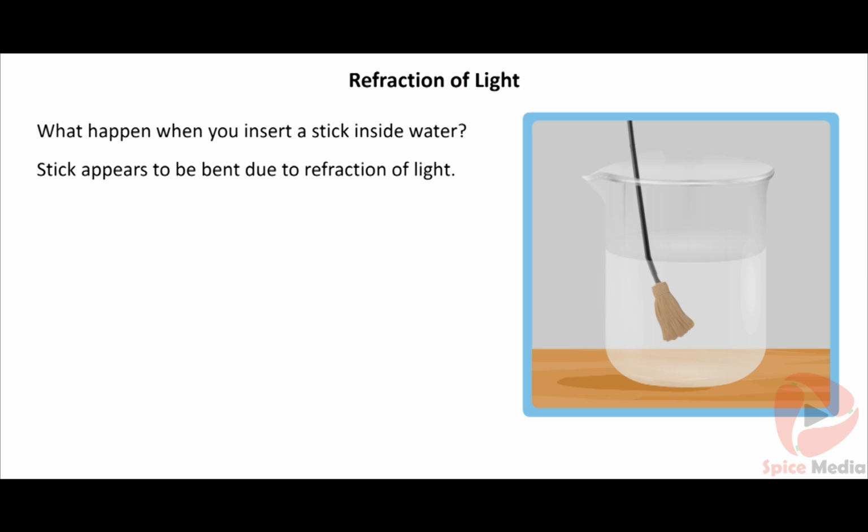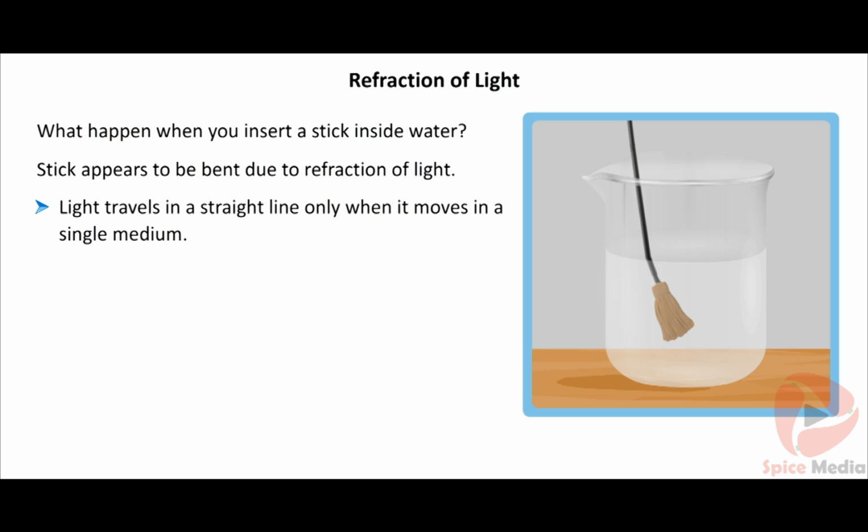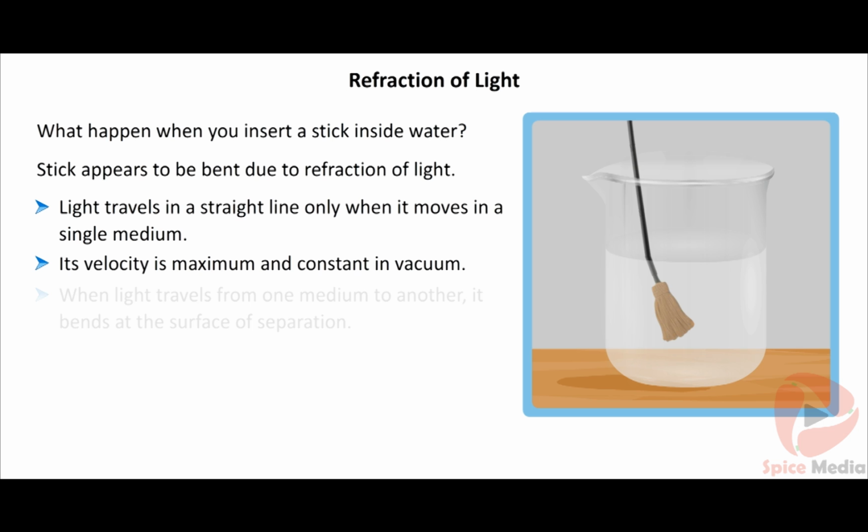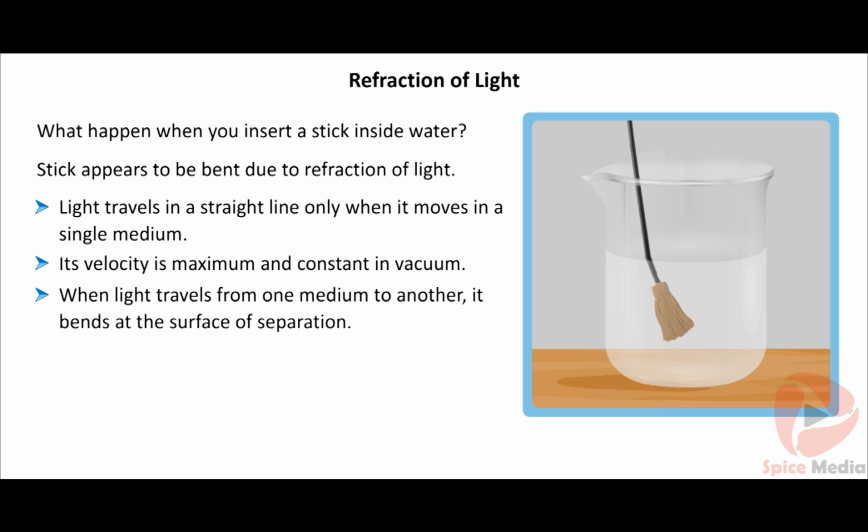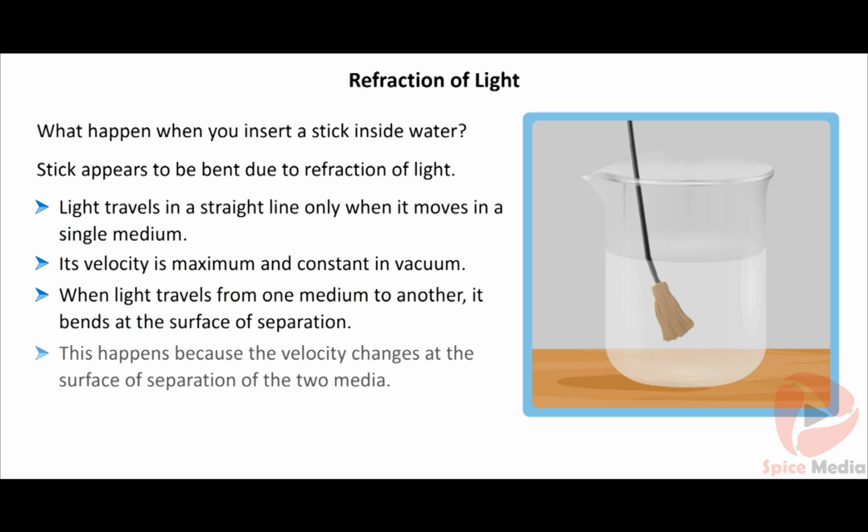Yes, the stick appears to be bent due to refraction of light. Light travels in a straight line only when it moves in a single medium. Its velocity is maximum and constant in vacuum. When light travels from one medium to another, it bends at the surface of separation. This happens because the velocity, that is, its speed as well as direction, changes at the surface of separation of the two media. This phenomenon is refraction of light.